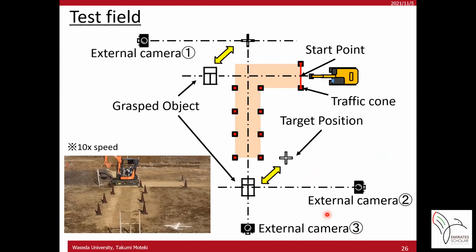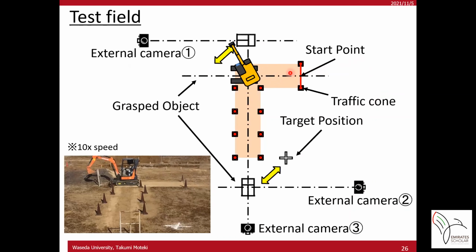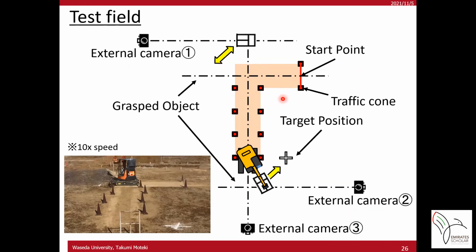This slide describes the test field and the task. The task is to drive on an L-shaped course made up of traffic cones and perform two manipulation tasks. Also, after the second manipulation task, the operator was asked to repeat the tasks in reverse order and finally return to the start point.